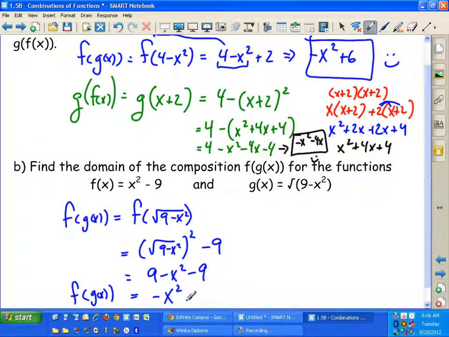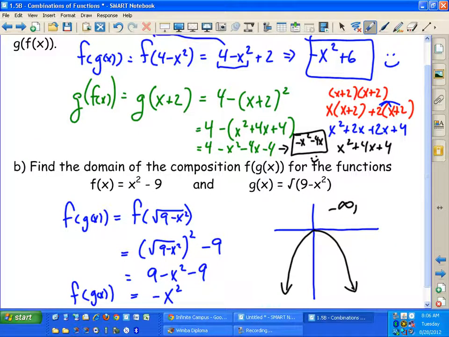So then they're asking us for the domain of this composite function, and so then we have to think of the domain of negative x squared. And if you were to graph negative x squared, you may remember that it is an upside down parabola that looks like this. And the domain for a parabola is negative infinity to positive infinity. So basically we could say this, or all reals, for the domain of negative x squared. So this is the solution right here, that our domain is everything.